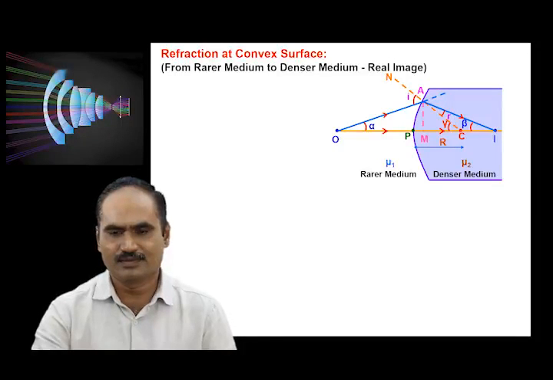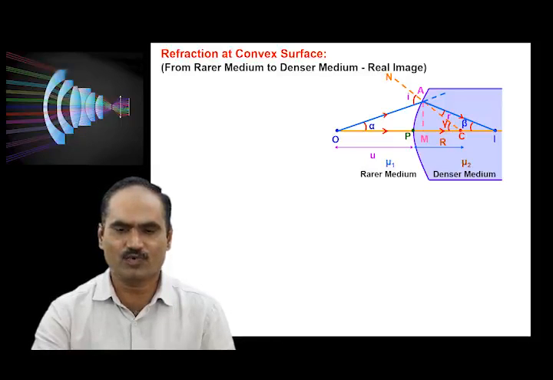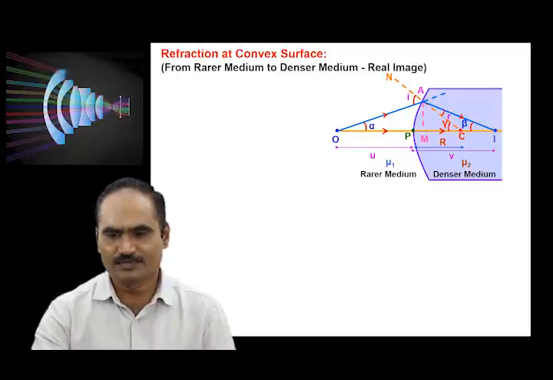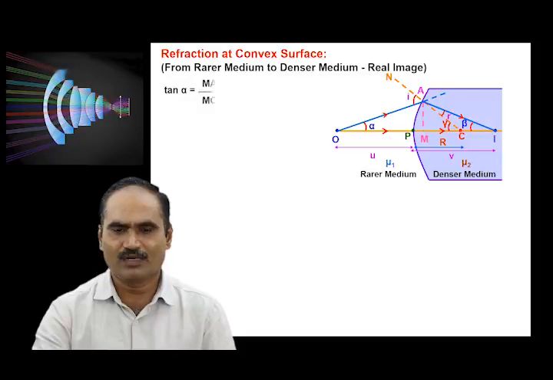Let us take this, right? And this distance between P and C is taken as the radius of curvature R. Since the object is at O, and as I already told you, distance should be measured from the pole, P to O is taken as u. Similarly, the distance where the image forms at I, the distance between P and I, is taken as v.